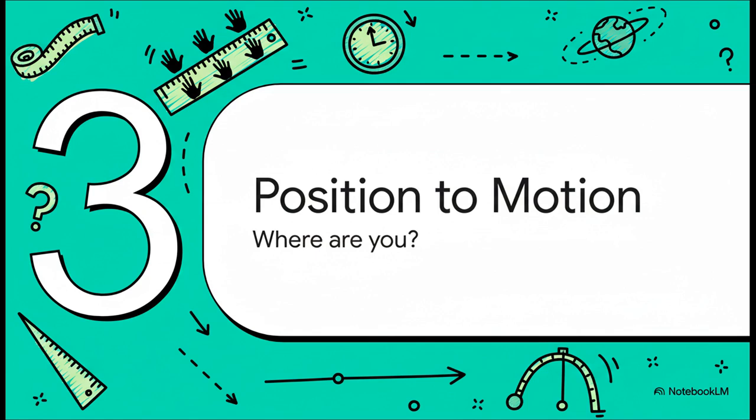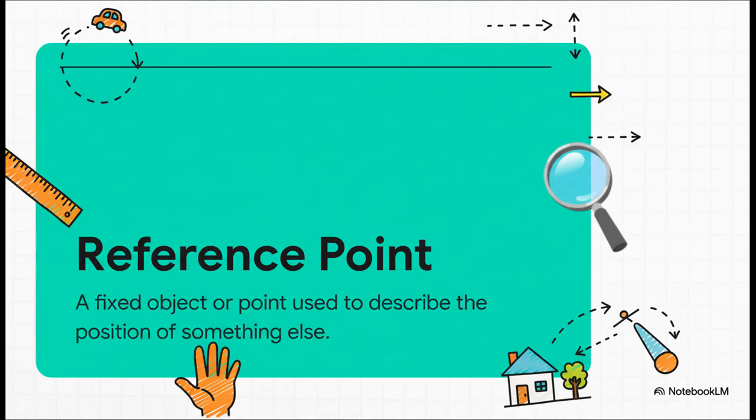But you see, before we can even talk about something moving, we first need to know how to describe where it is, its position. To talk about position, we need something called a reference point. Think about it. If your friend calls you and says, hey, I'm 2 kilometers away. That's not very helpful, is it?